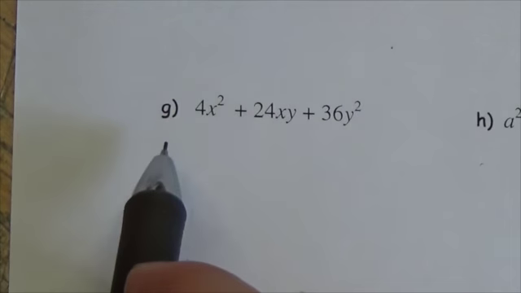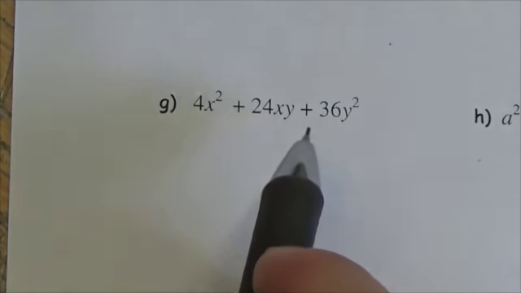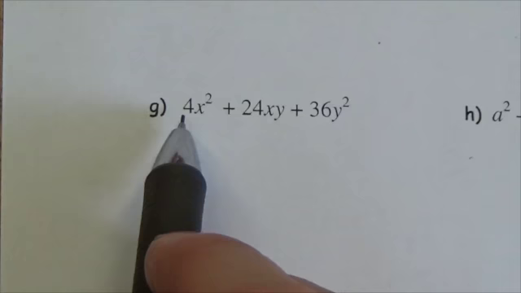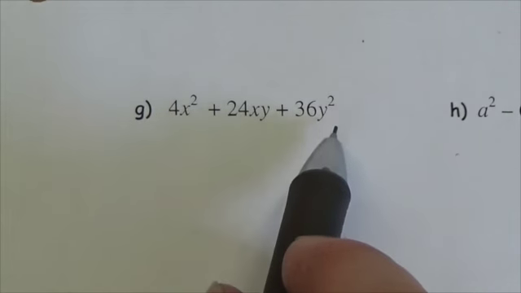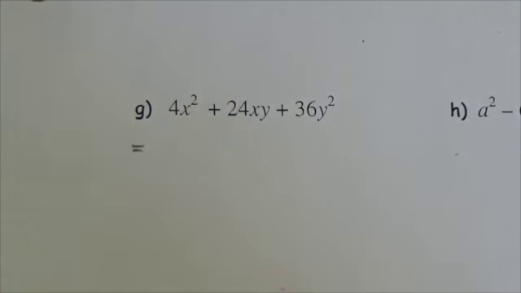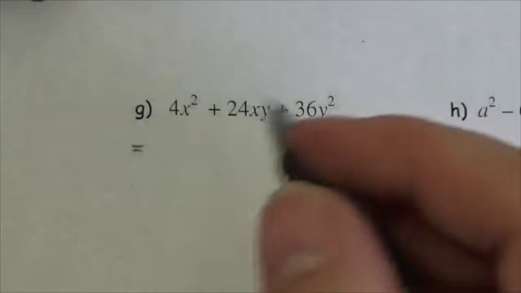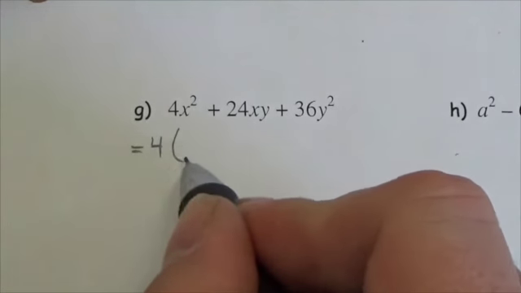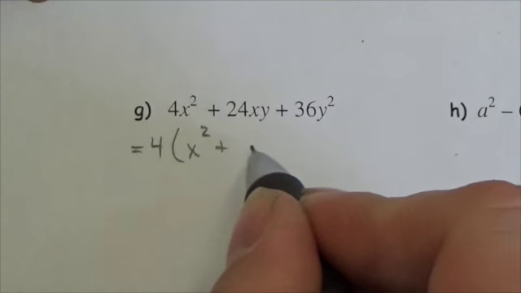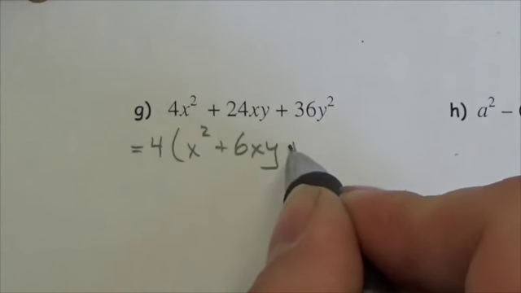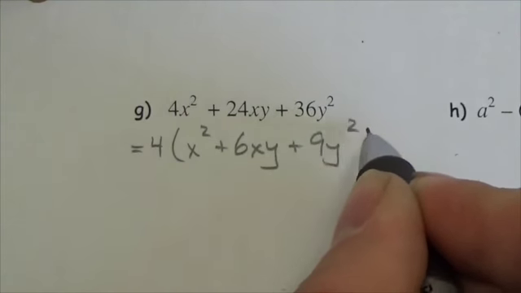All right. This one right here, now take a good look at it. Again, we've got this number up front here. If we can get rid of it by factoring it out, that's great. Now if we can't, there are other things we can do, but in this case we can get rid of it. So we take the 4 out and we're left with x squared plus 6xy plus 9y squared.